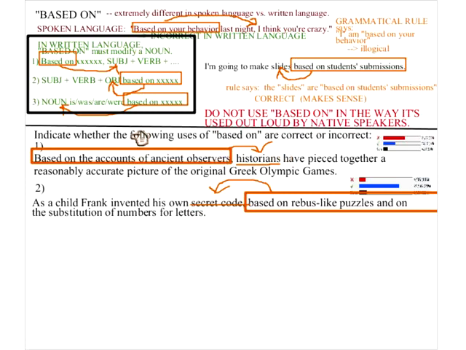So here, again, sentence number 1 does not have bad grammar. So the grammar of sentence 1 is fine. But then the problem is that it just doesn't make sense. The problem is that you are saying that historians themselves are based on the accounts of ancient observers.